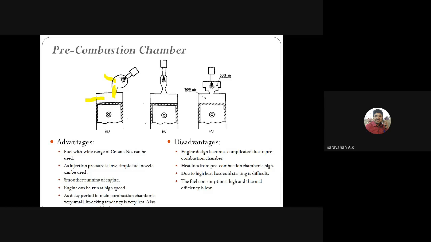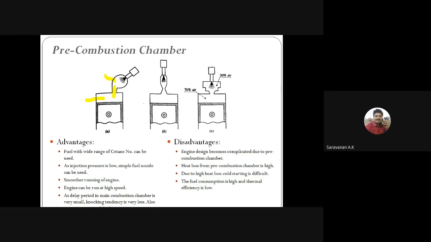So the air movement is called the air swirl, which produces the bulk combustion in the main chamber. About 80% of the energy is released in the main chamber, and the other 20% is released in the pre-combustion chamber. The first combustion starts in the pre-combustion chamber due to the high temperature of the surrounding air, and it will propagate to the main chamber.